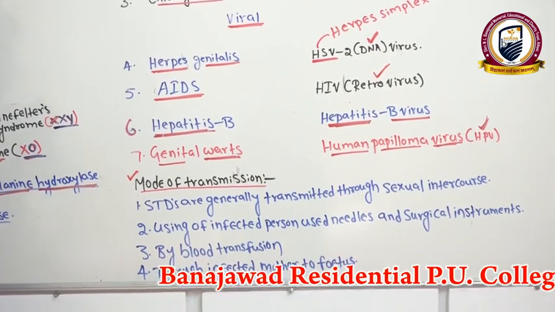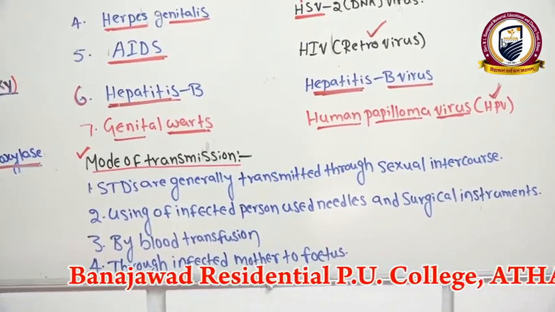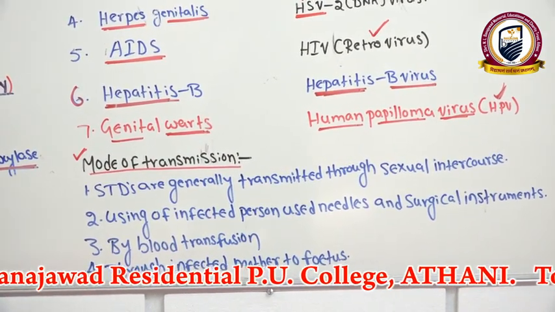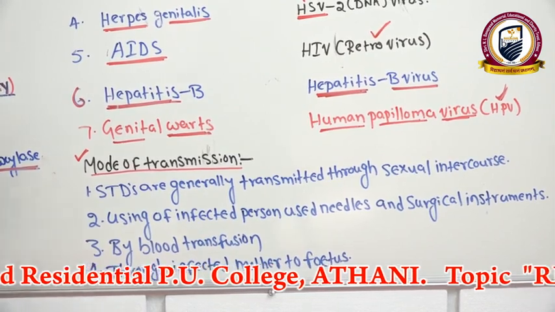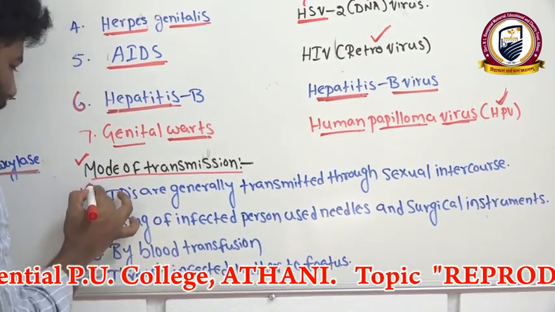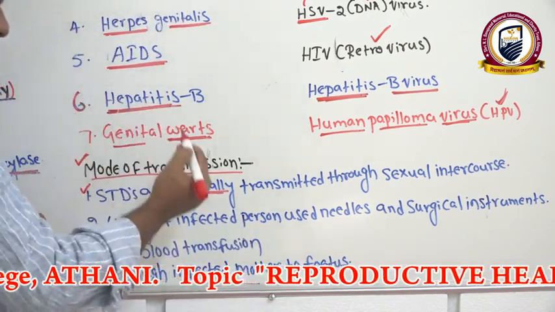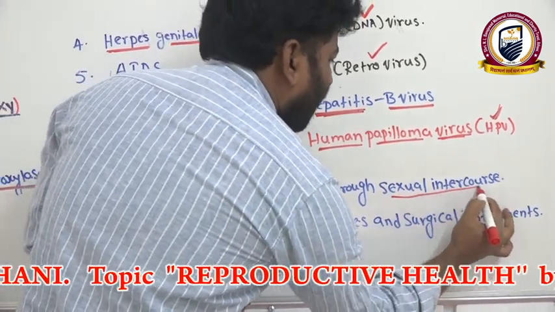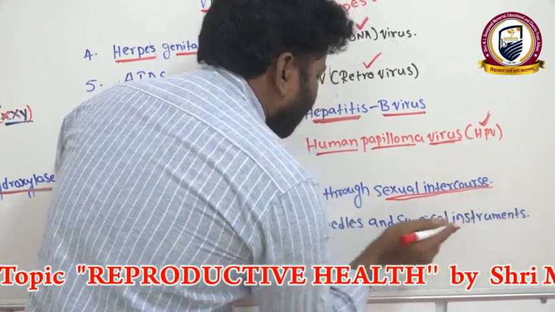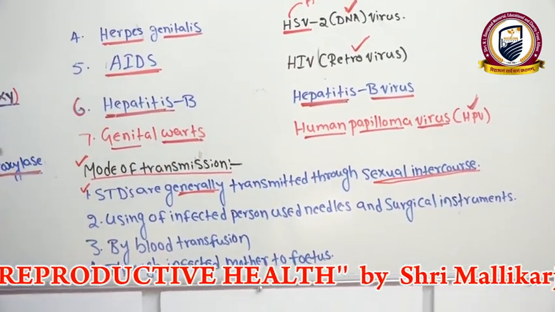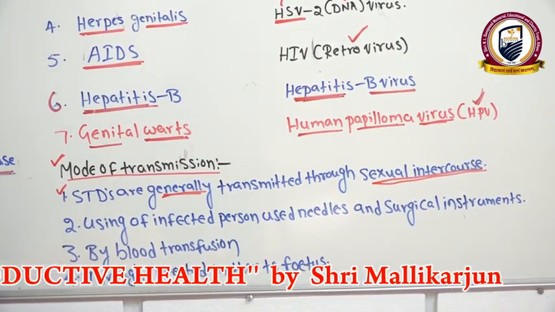Now next one, mode of transmission. How these sexually transmitted diseases are passing from person to person and what are the ways for that. Now we can see those one by one. First one, STDs are generally transmitted through sexual intercourse. These diseases are generally passed by sexual intercourse.